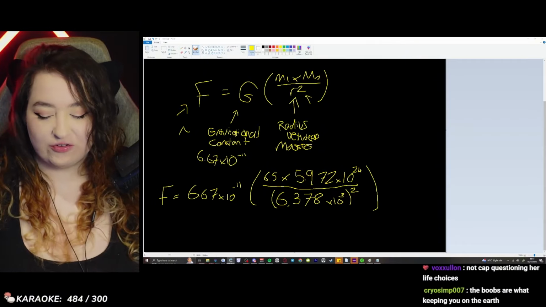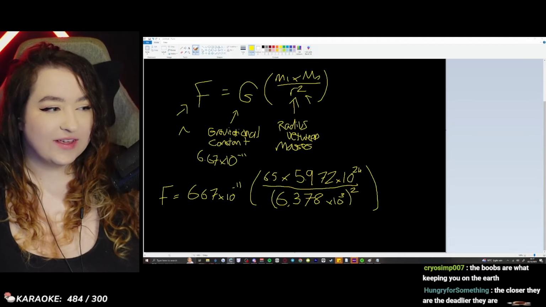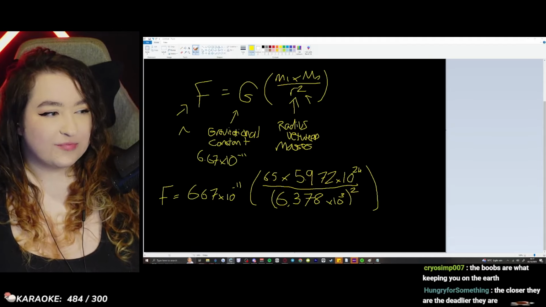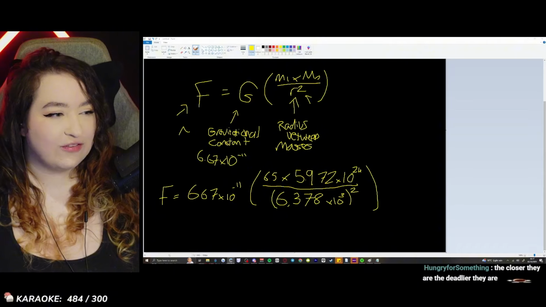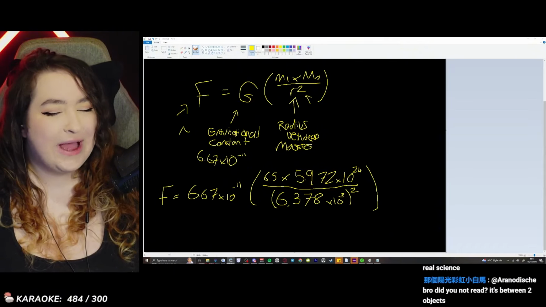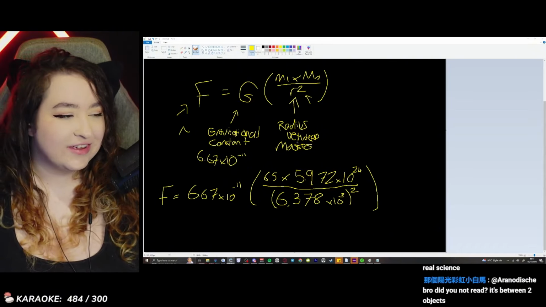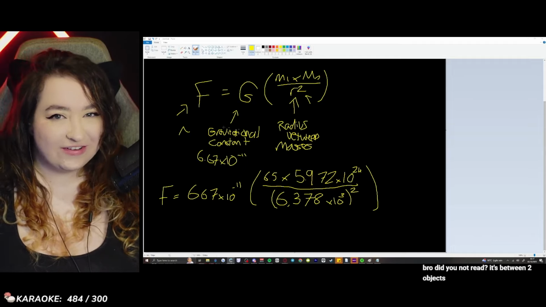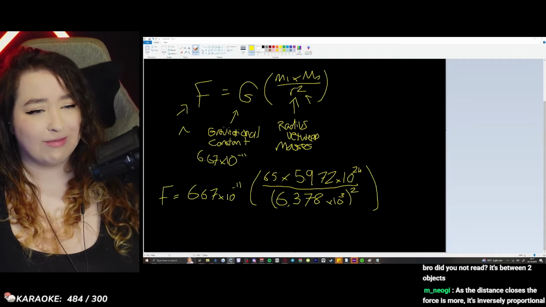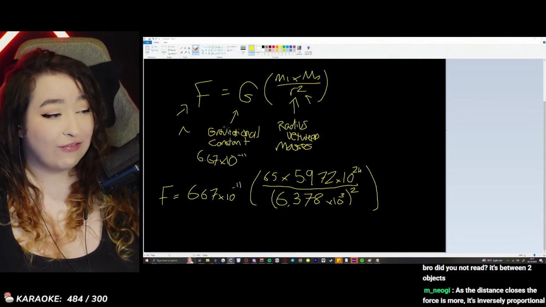Cap questioning her life choices. Yeah. We could calculate it faster with the GM formula. Yeah, but that's just not interesting, is it? I'm here to teach my chat real things that they can use for fun.